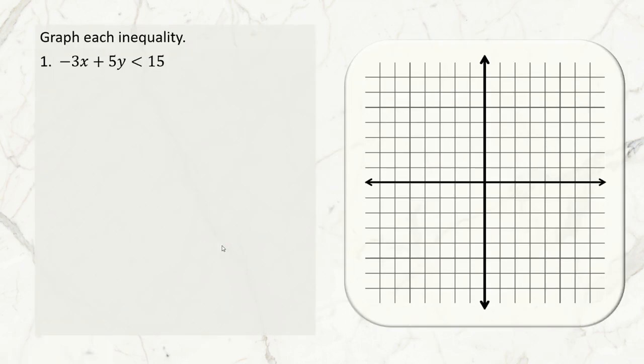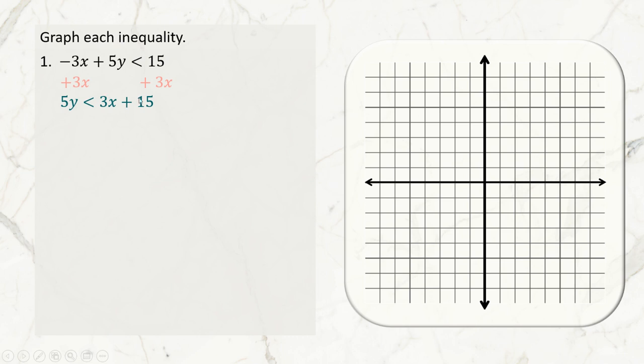So these are in standard form. If you guys remember standard form, x and y are going to be on the same side of our equations when we were dealing with them. So the same thing is going to happen when we're dealing with inequalities. So we have negative 3x plus 5y is less than 15. The first thing we want to do is try and get this into slope-intercept form, okay? We do that by adding 3x to both sides. We get 5y is less than 3x plus 15.